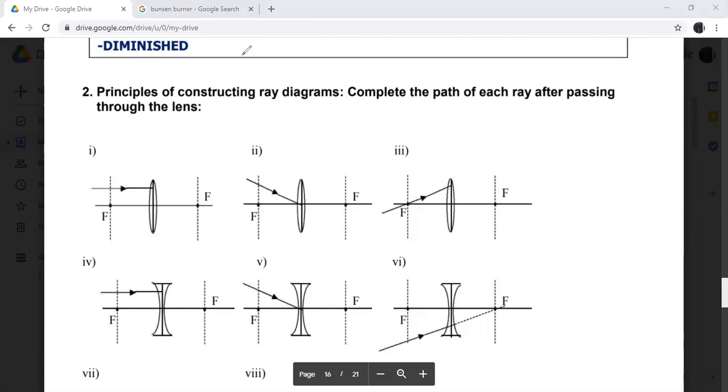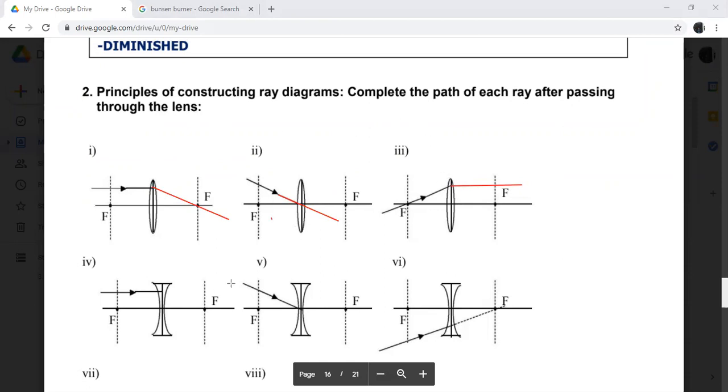If the light ray is parallel, it will be refracted through F. When a light ray goes through the optical center, the light ray will not be refracted. When a light ray moves through the focal point, the light ray will be refracted parallel. Number 1 and 3 are the same, just the direction differs.